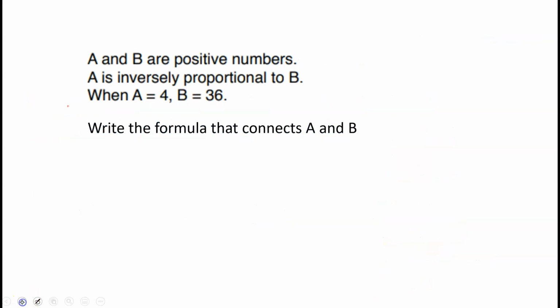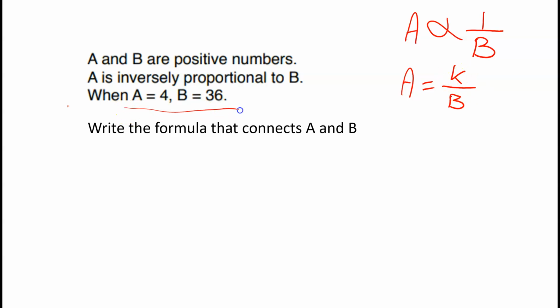So, A and B are positive numbers, but A is inversely proportional to B. Now the only thing that makes it different, obviously it's inversely, so A is proportional to the inverse of B. So basically we've got it written, except now we've got 1 over, so when we put it into an equation, our constant of proportionality goes on the top as a numerator, and now we can work out the value of K using these values.